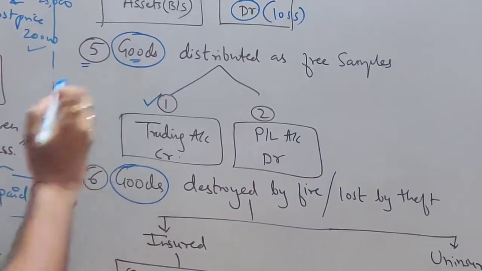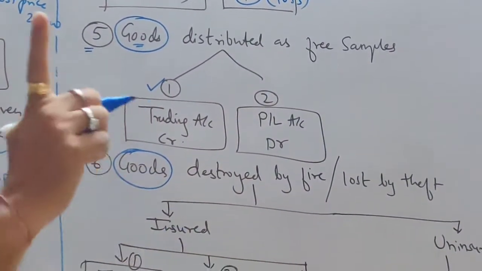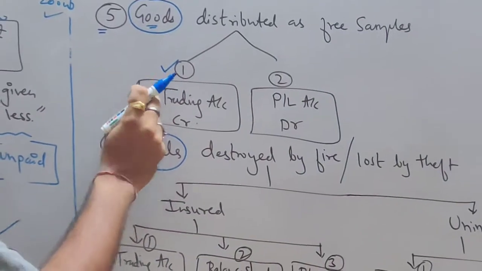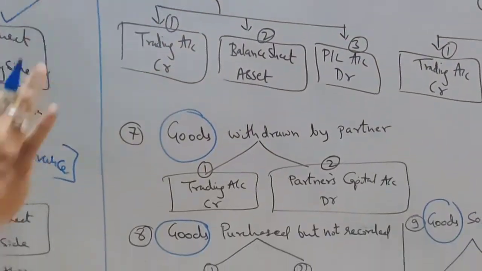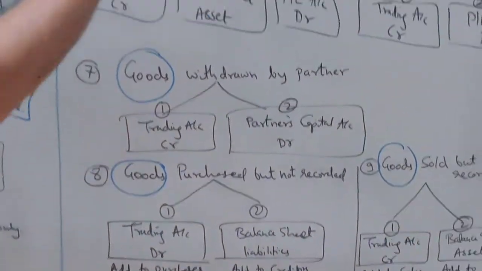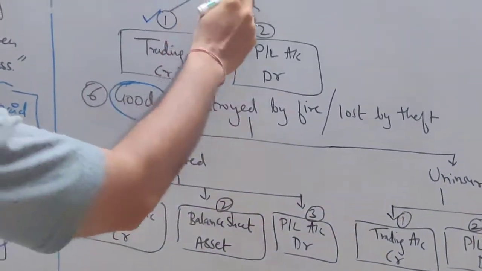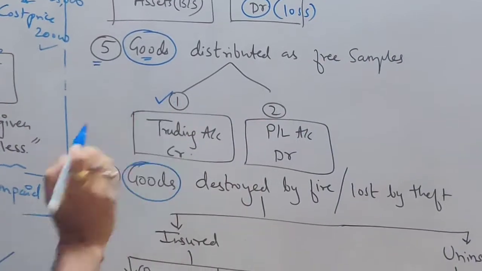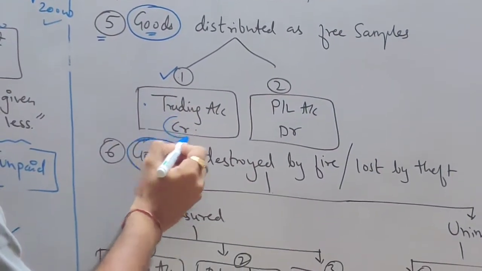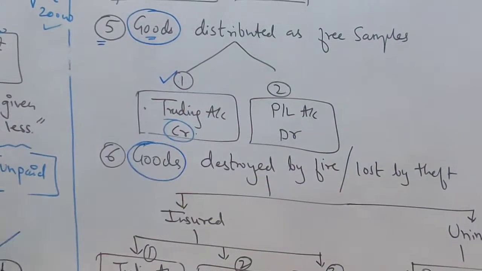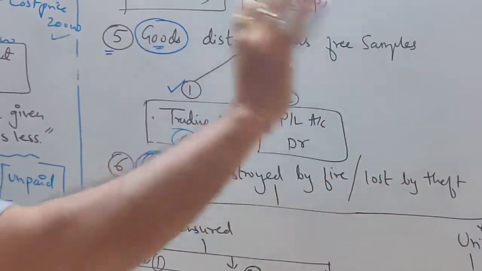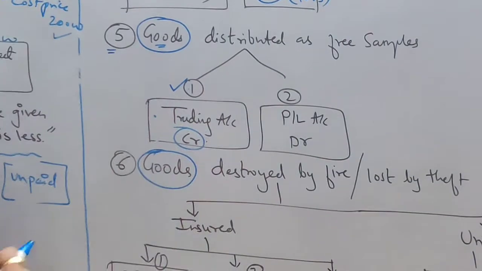Whenever it is a goods related adjustment, definitely your first effect will always go in the trading account. Check, in all the adjustments, your first effect is the trading account only. And it is on the credit side. So for goods distributed as free sample, your first effect is trading account, credit side. Since goods are going out, you write it on the credit side. Credit what goes out.